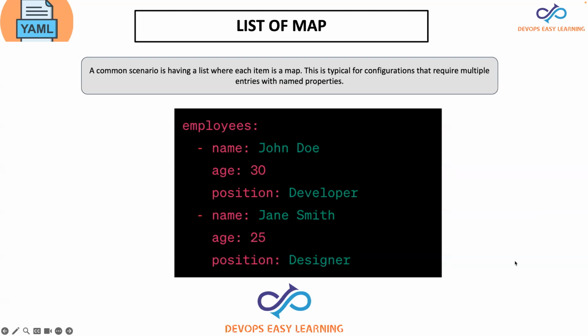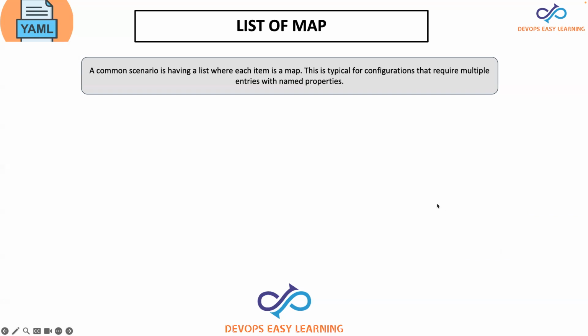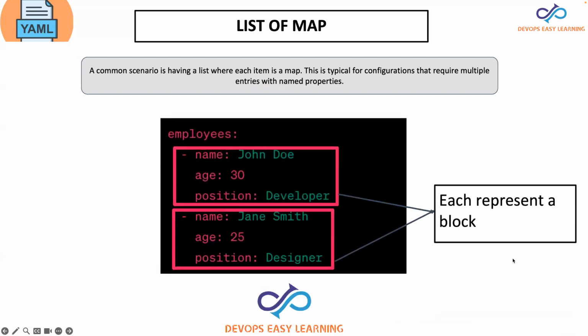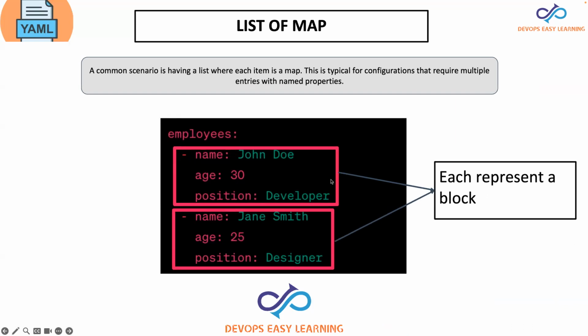Another important element in terms of the list of map: you can see we have two blocks here. Each block represents a list item, and each also represents a map, which is why we say list of map.